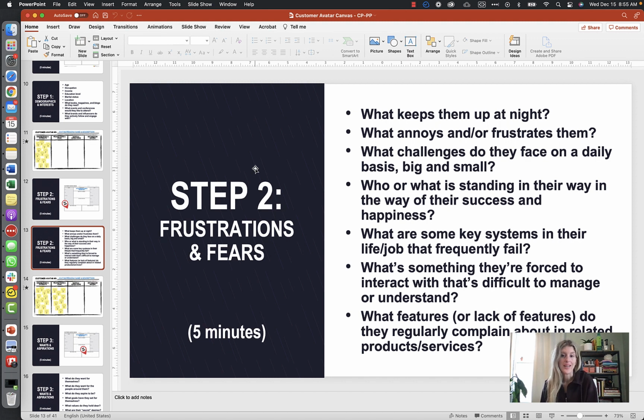Find out what key systems in their life or job frequently fail. Are they single parents? Do they not have reliable transportation? Find out what's something that they're forced to interact with that's difficult to manage or understand. And then find out what features or lack of features they regularly complain about in related products or services. Do you offer something that another school in your area does not offer?